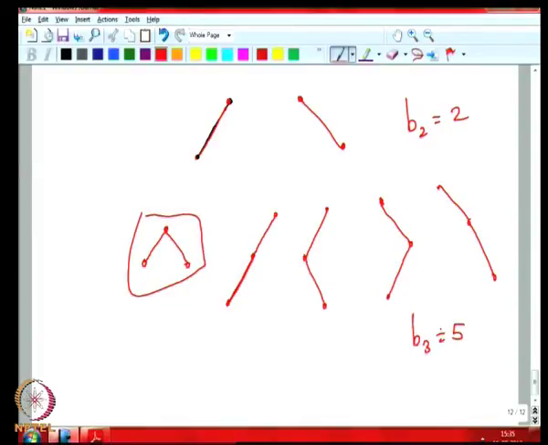You can check how much B4 is. See whether it is 14 or not. That will give you some experience in drawing this thing.